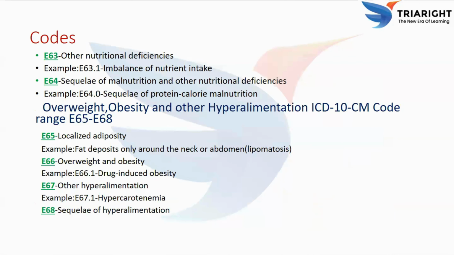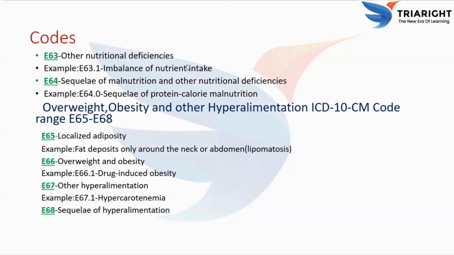So coming to the next slide, E63. What is it? E63, other nutritional deficiencies. This category includes nutrient imbalances not listed under the earlier codes. It covers conditions caused by lack or excess of specific nutrients. For example, E63.1, what is it? It's an imbalance of nutrient intake.